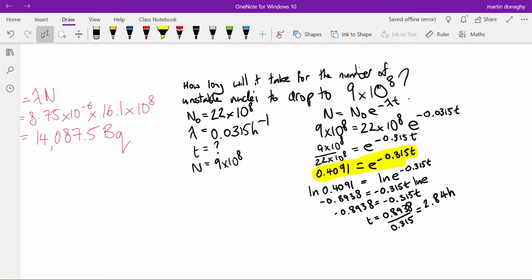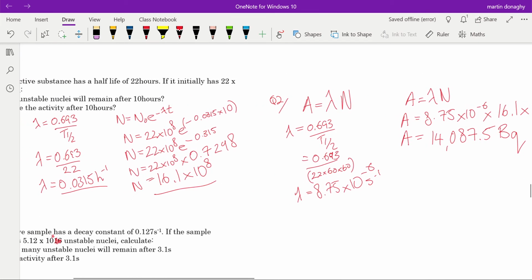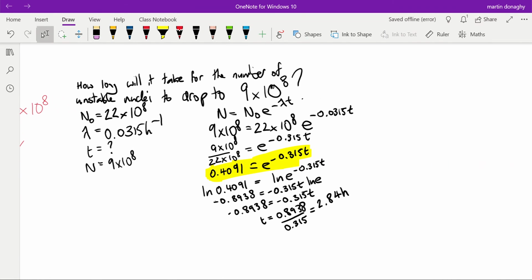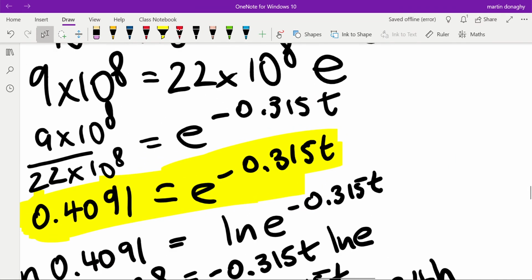Okay. And I then check, does that look right? And it doesn't, because I know that the half-life was 22 hours, so this should take longer than 22 hours. So I know I've made a mistake. And when I look through my work, I see I've left out a 0.0. So let's go back and fix it.